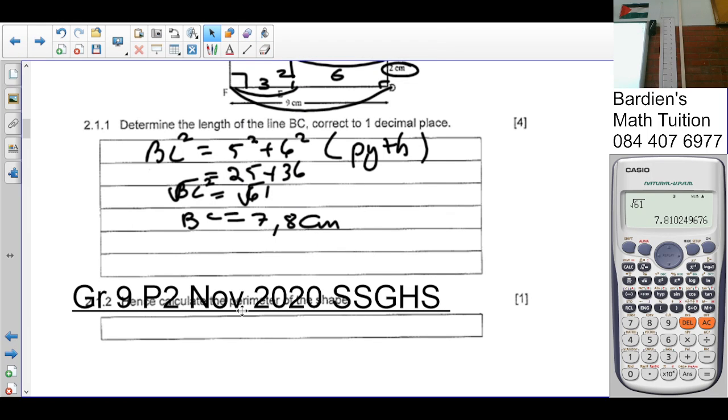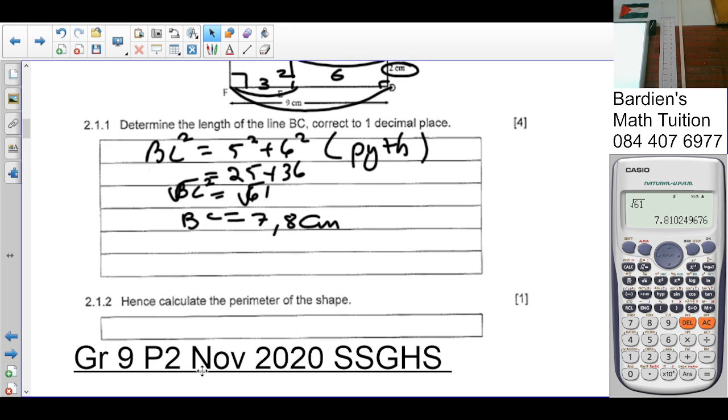Any confusion there? Yes, Michael? You can leave it in that form. I would normally have left BC to be the square root of 61. But because the question specifically says 1 decimal place, so I have to. If it doesn't say, leave it. Is that what you're asking? Anyone else?